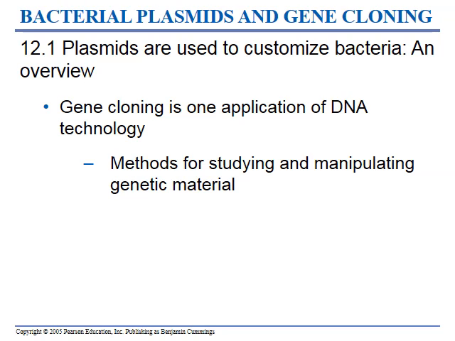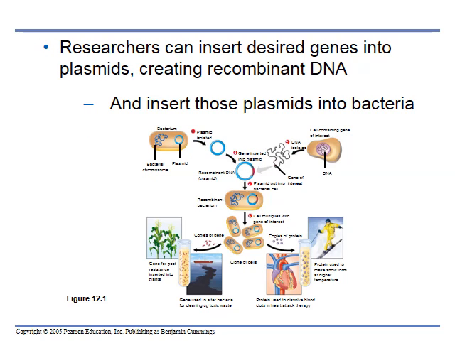Okay, plasmids are used to customize bacteria. When we look at gene cloning, we're going to use a plasmid, because they're simple, they're circular, and you can insert a gene right into them. The way it works is this. If you want to insert a gene into a plasmid, you isolate it. You literally just cut it open. You take the DNA from the eukaryotic cell that you want, whatever gene you're looking for, and you recombine it into the plasmid.